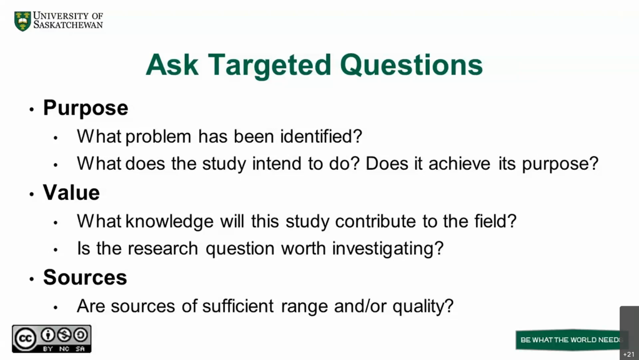What about sources? Are the sources of sufficient range and or quality? Where are these texts getting published? So if you go and look at someone else's bibliography or works cited page, that will give you a sense of how they are framing their investigation. And that's one thing that is a really valuable habit to get into, is when you're looking at someone else's work to almost look at their references first in order to get a sense of how they understand their context for investigation.